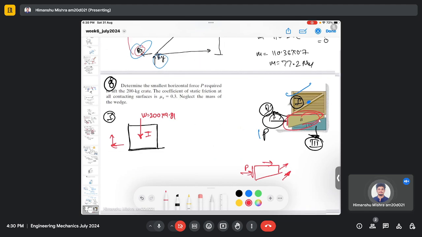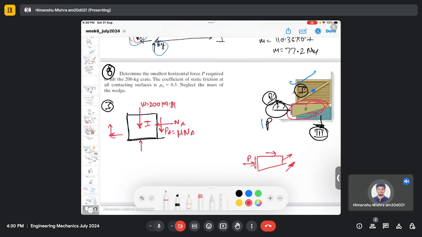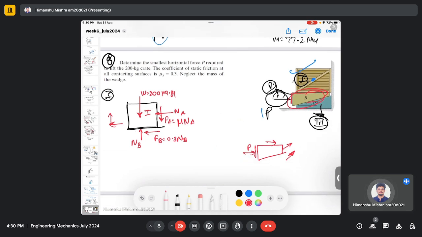So the friction force here due to the wall is in the downward direction, which is Fa, and here we have a normal reaction force Na. The friction force I can write as mu Na. Similarly, there will be a normal reaction force here, which is Nb, and here the friction force is Fb, which is 0.3 Nb. So this is my free body diagram, and you can see it's all horizontal or vertical forces, so you can easily use force balance analysis.